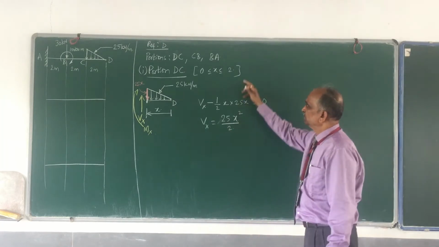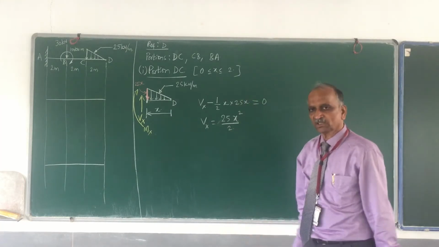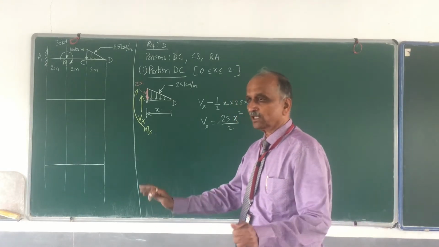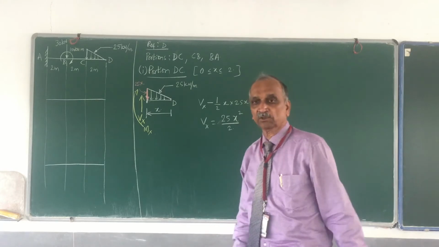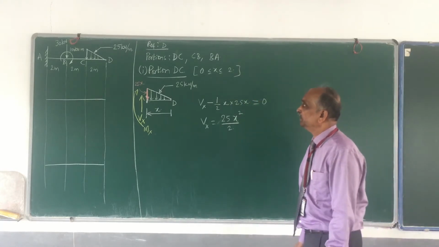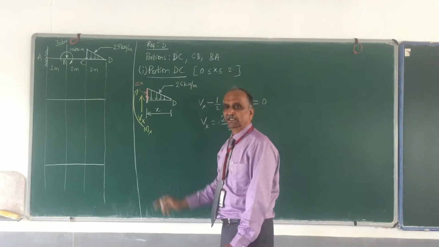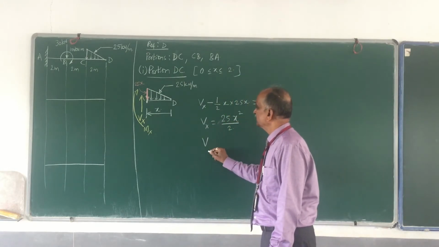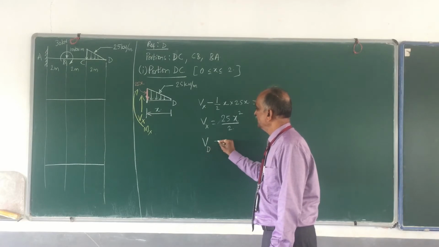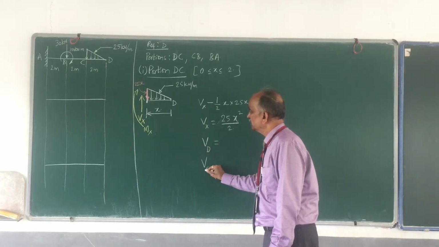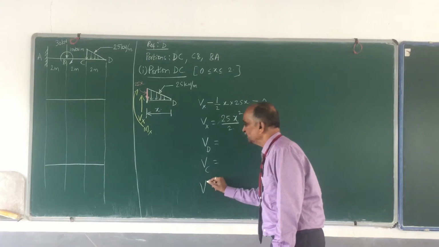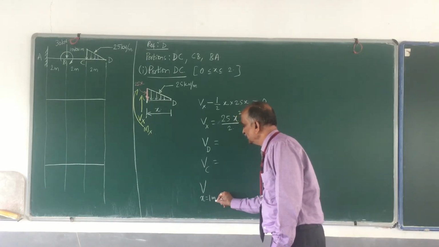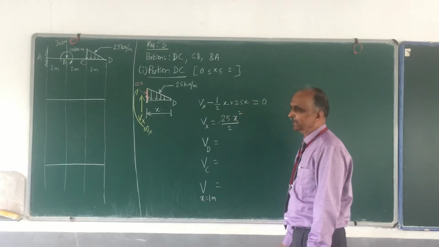So what does it mean? Immediate observation: shear force is not constant. Shear force varies as per a curve. The shear force variation between D and C is a curve. Let me get the shear force at 3 points: one at D, the other at C, then one in between, when x is equal to say 1 meter.